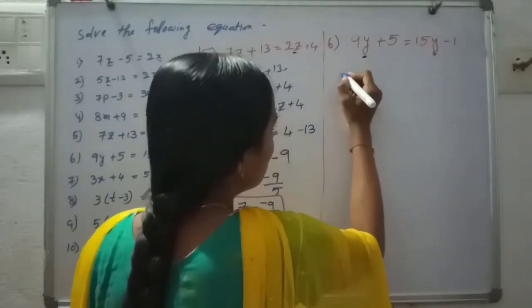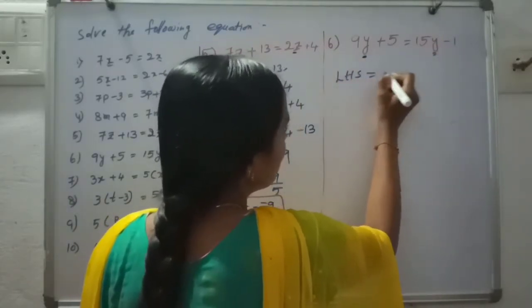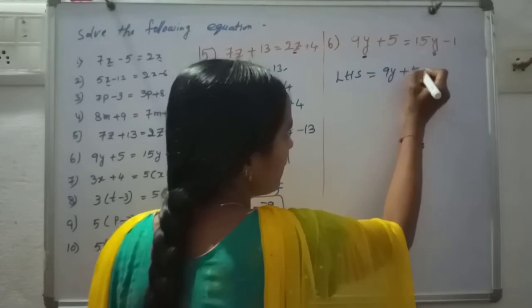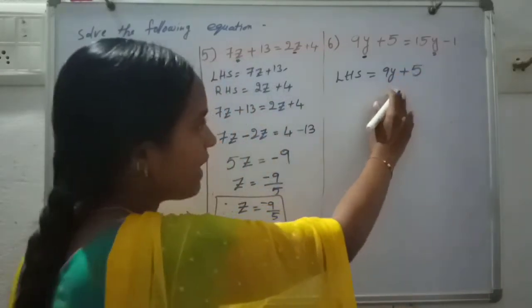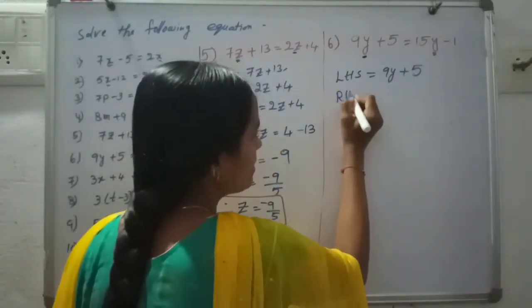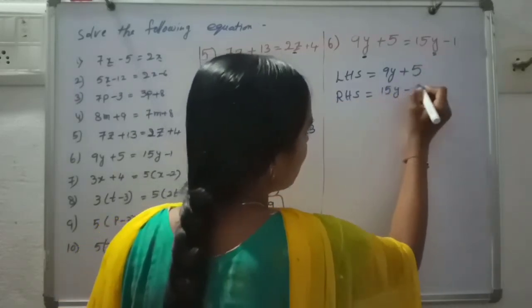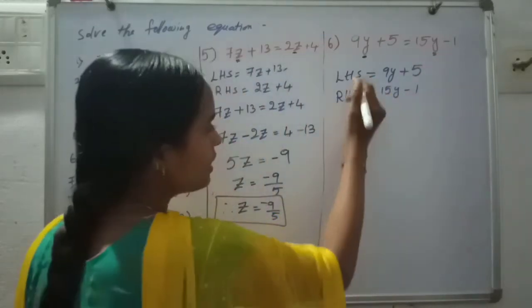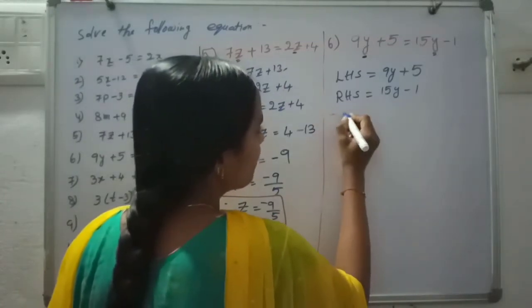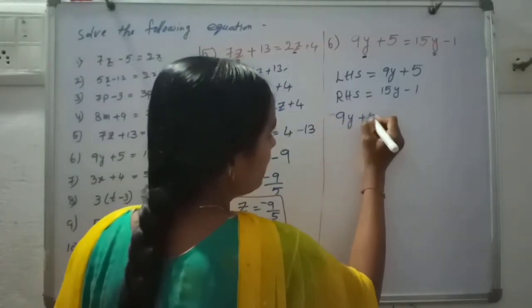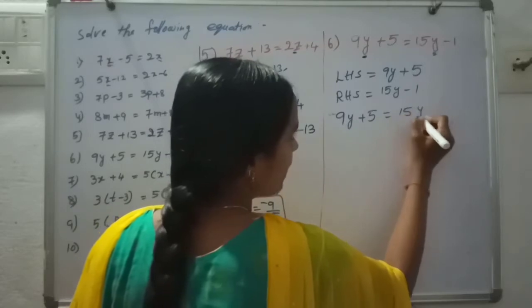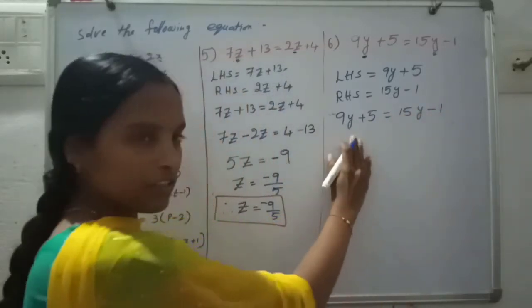Now let's see here. LHS side 9y plus 5. It is the LHS value. Now let's see here the RHS value. What is this? 15y minus 1. It is the RHS. Now let's see, it is the given value: 9y plus 5 equal to 15y minus 1. It is the given value.